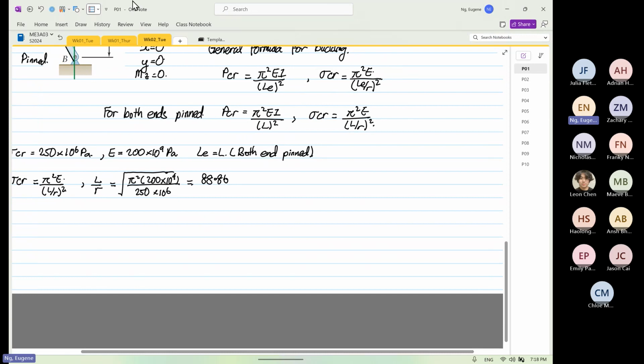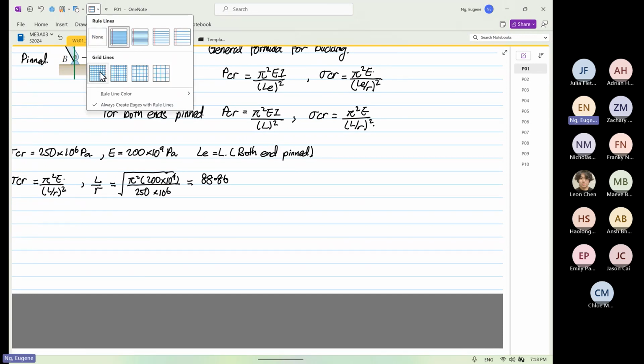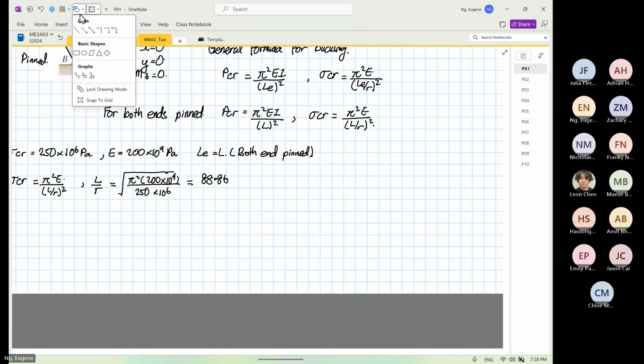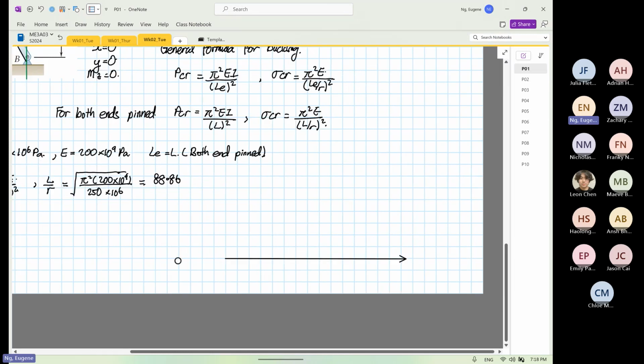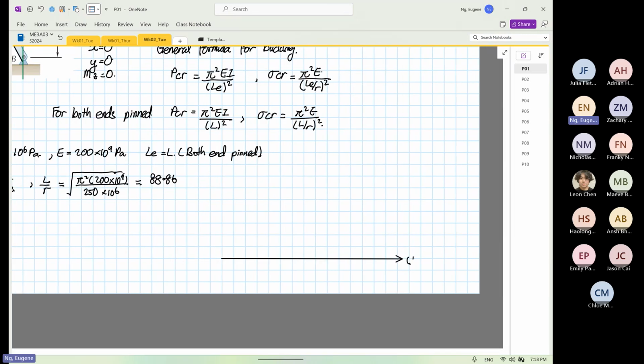So you all still remember that we sketch a graph, right? So this graph that we sketch, we have our x-axis. Our x-axis is running on the ratio L over r. We're going to start with 0, 50, 100.